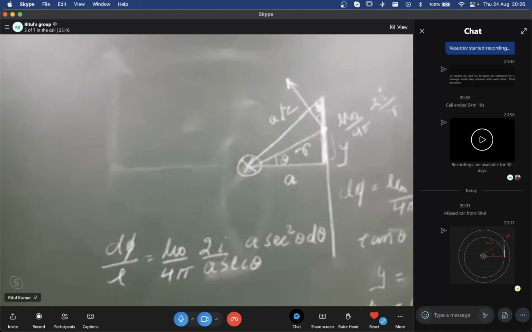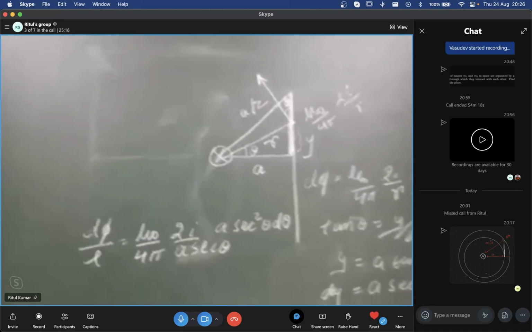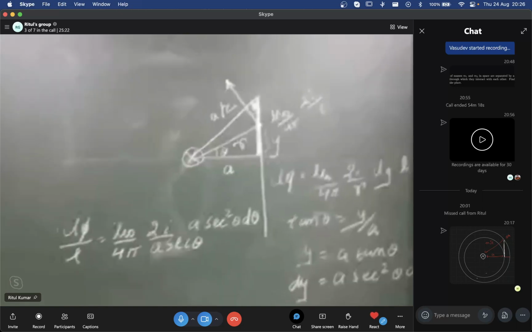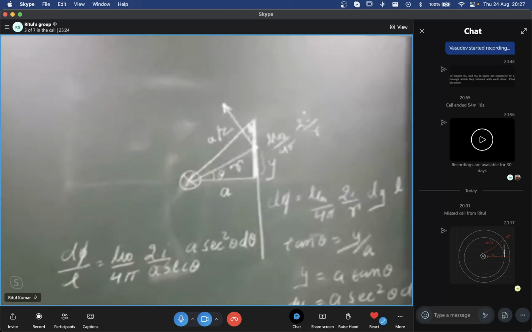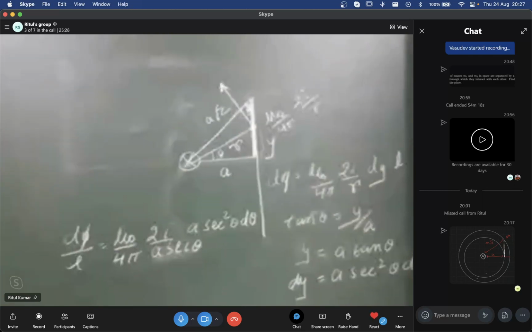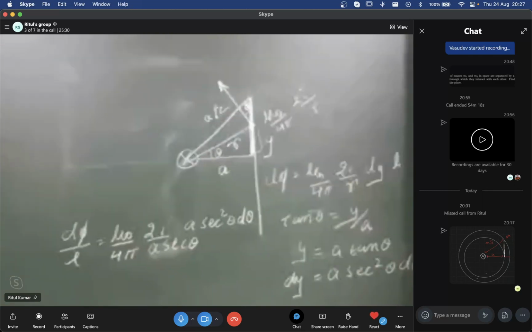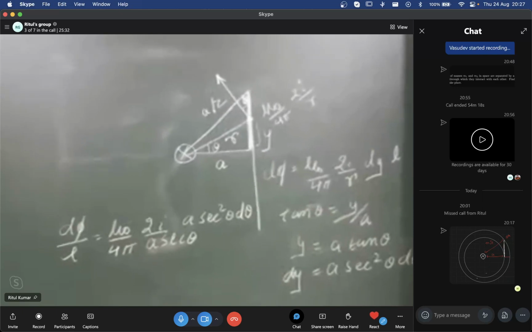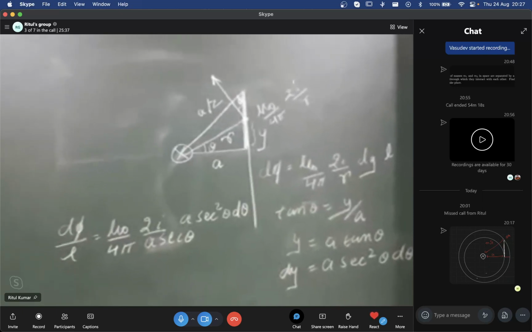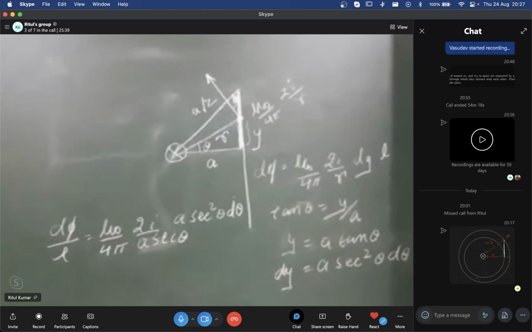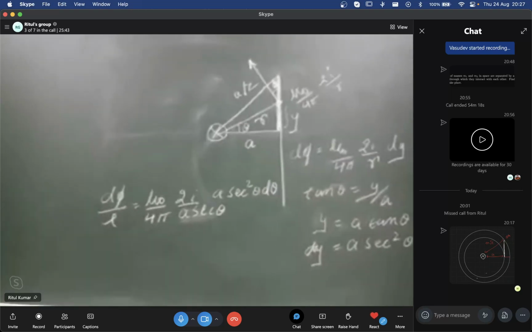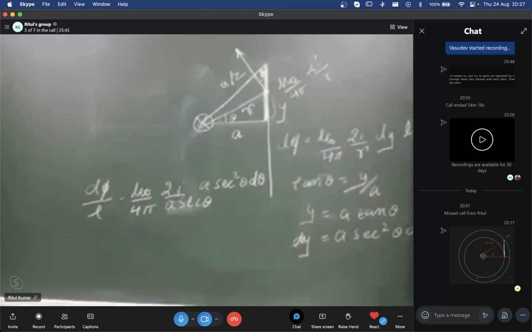Let me cross-reference this with my calculations to see if we've got anything different going on here. Sec theta d theta. Yes, sir, I've done the exact same thing. If you do integrate this, you get a slightly different answer from what's given in the answer key.